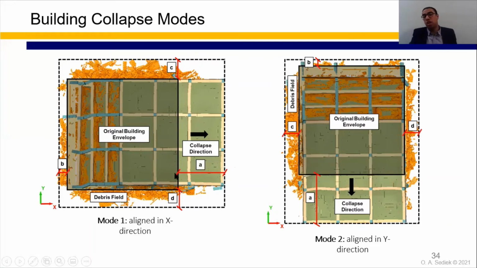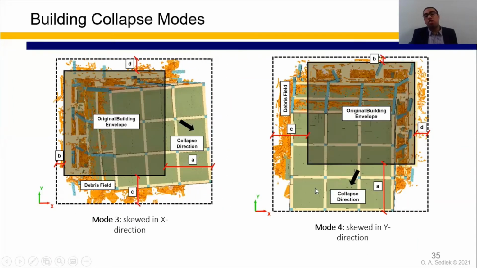Dimension A is always the largest dimension, B is the corresponding dimension, C and D are the other dimensions. We can see also these are the second modes, like mode 3 and mode 4 are skewed collapse modes, while mode 3 is skewed towards X, mode 4 is skewed towards Y. Again, A is the largest, C is the second largest, B and D are the corresponding dimensions.